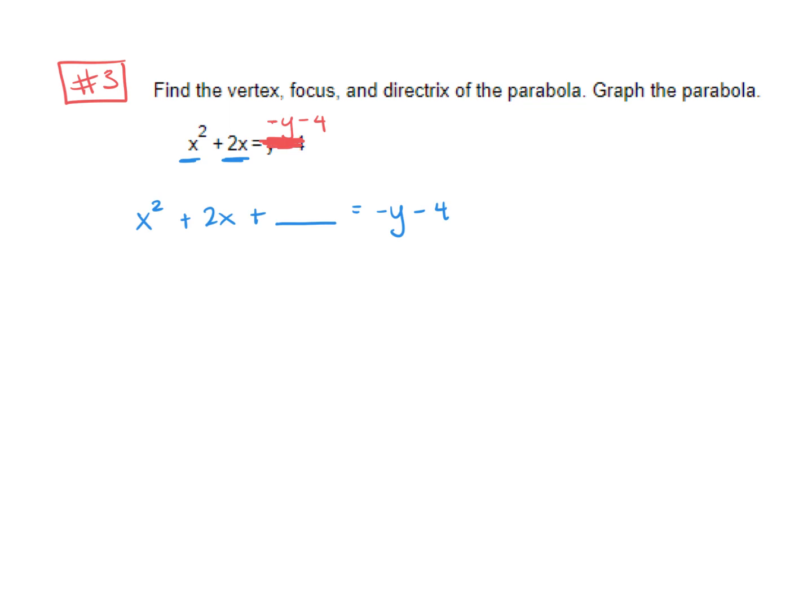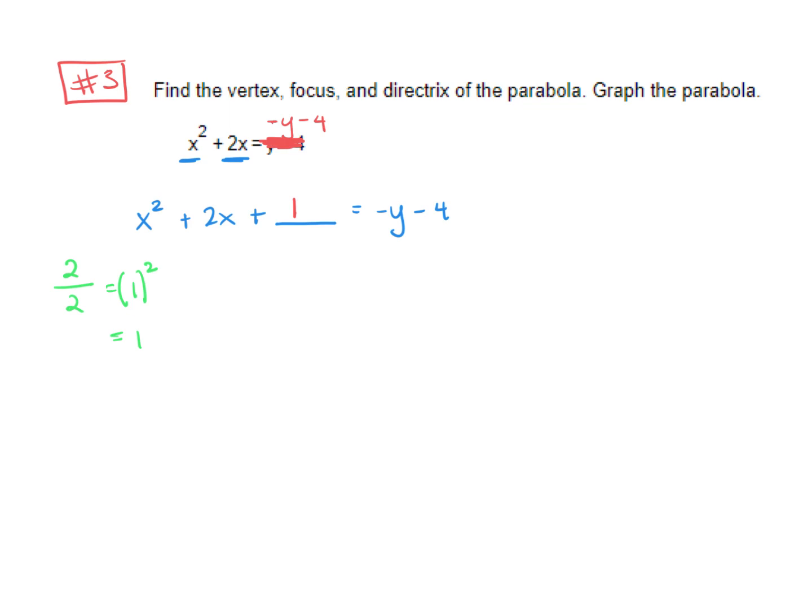So we take that b value, which is 2, and we divide it by 2. This number may be different on your problem, but we always divide by 2. So 2 divided by 2 is 1. And then what we do with this 1 is we have to square it. 1 squared is equal to 1. So we are going to add a 1 into our equation.